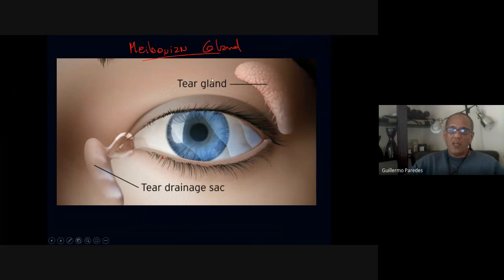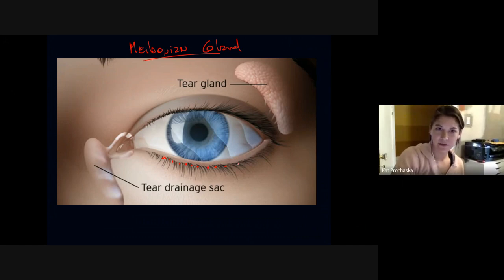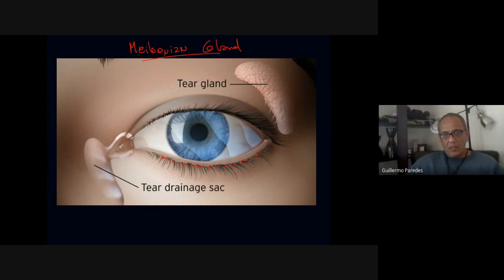The meibomian glands are located here in between the eyelashes. Do you notice that? Okay. And these are in the upper and the lower lid. These glands produce an oily secretion that keeps the eye moist, in order to prevent cracks, because it can be dry and cracky.